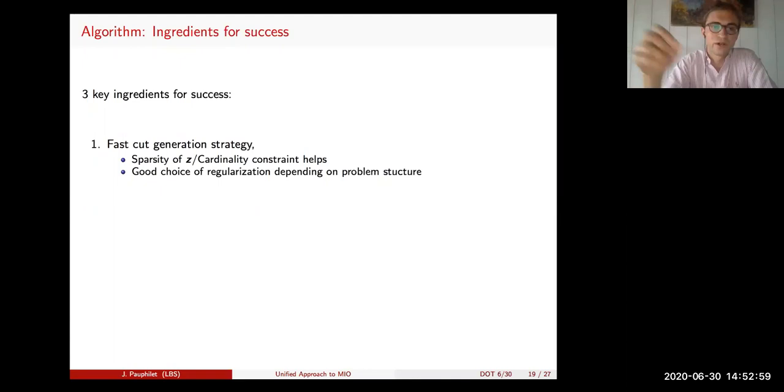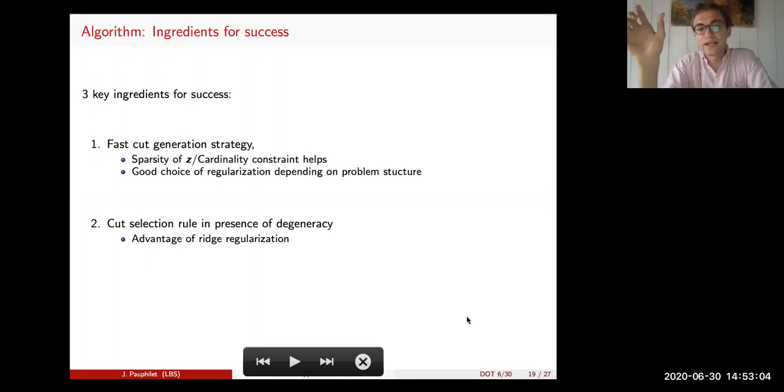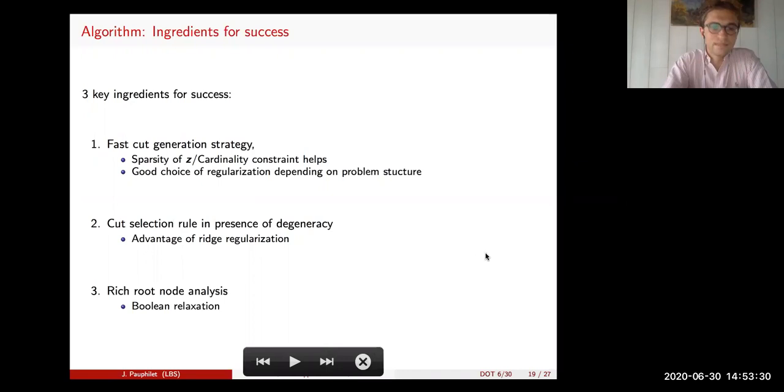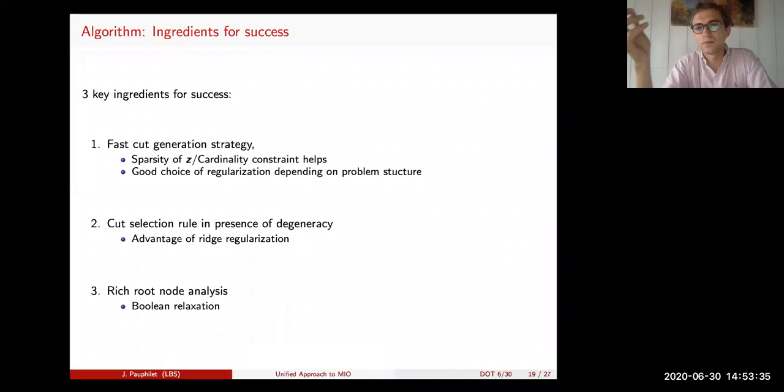The second ingredient is having a cut selection rule if you have degenerate cuts in the branch and cut algorithm. And that is, I would say, a very good advantage of using ridge regularization, because the ridge regularization makes the objective strongly convex. You won't have degeneracies of the cut, at least on the active indices, which by design breaks degeneracy compared to big M. And finally, the third ingredient is having a rich root node analysis. And that's what we get by studying the Boolean relaxation and also all the random roundings happening at the root node.